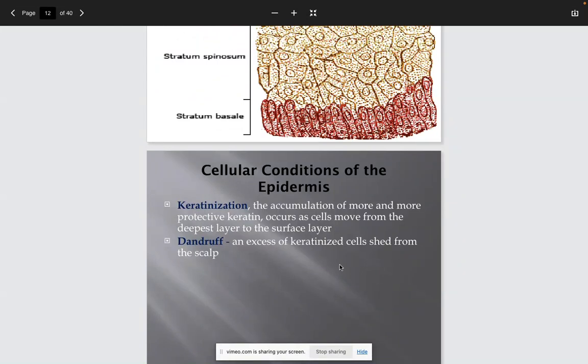Remember we talked about keratin being this structural fibrous protein present within the epidermis. So these are the cells that are shed from the scalp. Keratinization is just the accumulation of more and more protective keratin. You can have keratinization of the eye, which happens whenever you have vitamin A deficiency. Vitamin A is responsible for helping nourish the skin and other integumentary structures. So a lack of vitamin A can lead to excess keratinization, which can actually lead to a condition called corneal ulcers. So, a cool little tidbit for you guys.